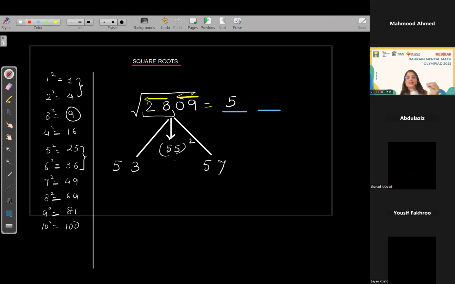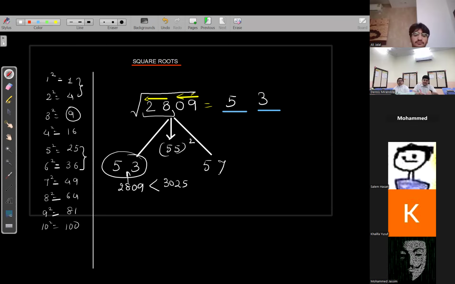If 55 is the center, that means now you know the square of 55. 5, 6 are 30 and 25. It is more than 2809, so the smaller number will be the answer, 53. I hope all of you got this. So like that, you can find out the squares of any number which is there.